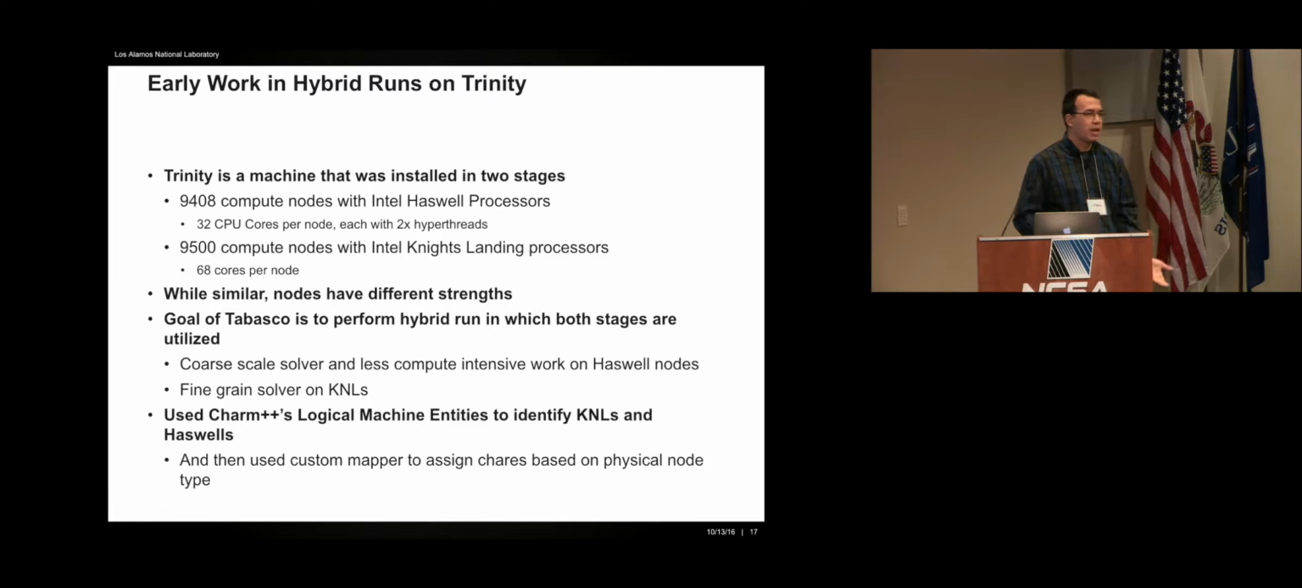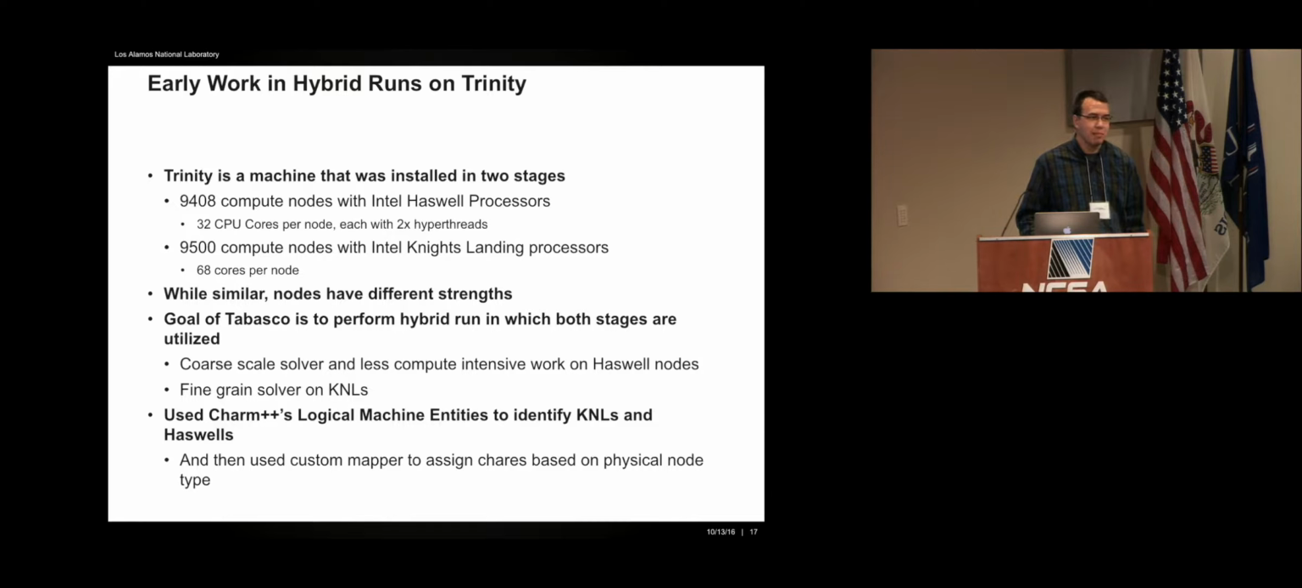I mean, we're not going to optimize Redis, for example. And then we put the fine-grained solvers on the KNLs, where we can fine-tune and work with the multi-threading and OpenMP level parallelism. And this actually worked quite well in Charm++. We just used the logical machine entities to identify KNLs and Haswells, and then wrote custom mappers to assign chares based on physical node type.